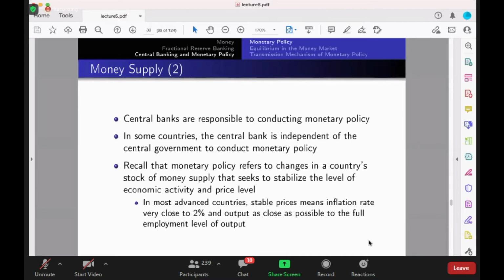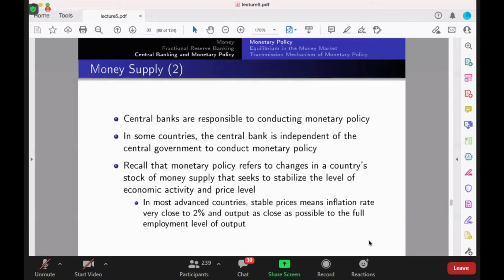Gideon: Sir, my question is, what will cause the central bank to increase the supply of money and also maybe decrease the supply of money in an economy? Yeah, very good question. But let's go forward a little bit. It will be answered for you. All right. Okay. Thank you.